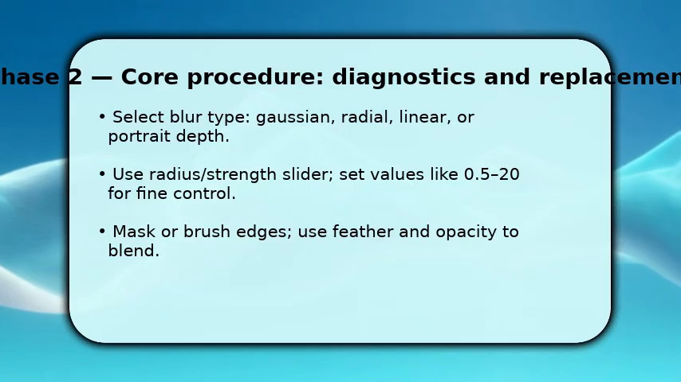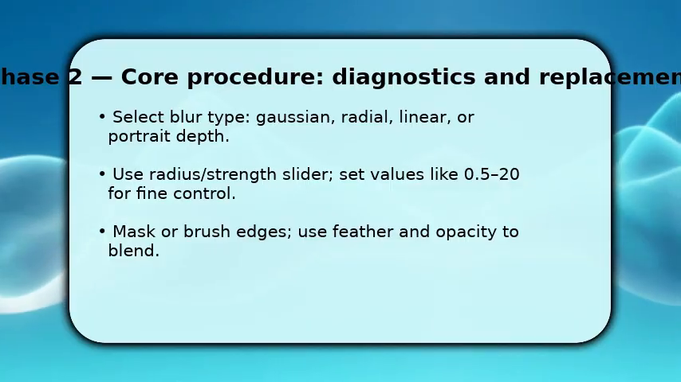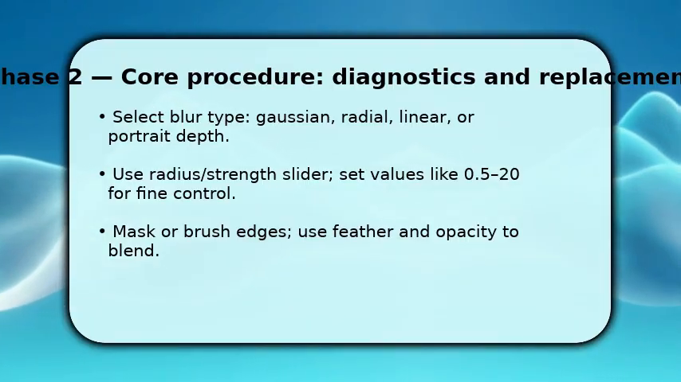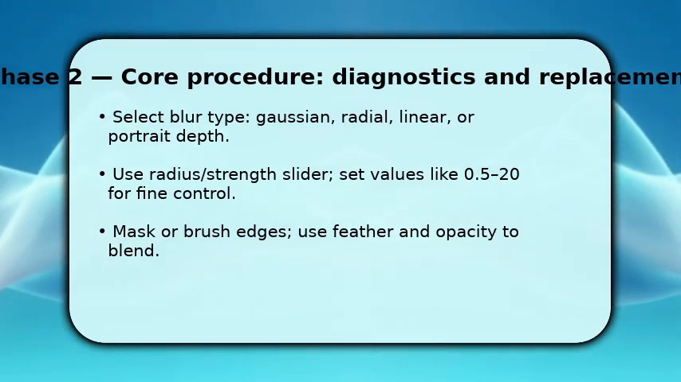Then paint a mask with the brush to protect the subject. Make sure to switch between add and erase modes. Use feather to soften transitions and opacity to mix sharp and blurred areas so the result looks natural.